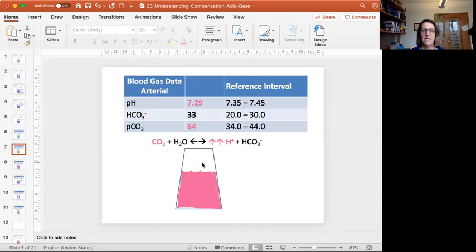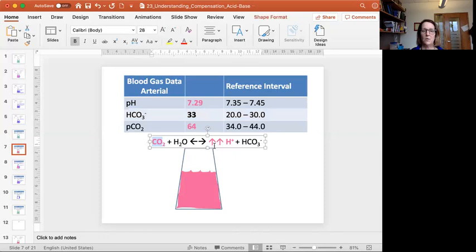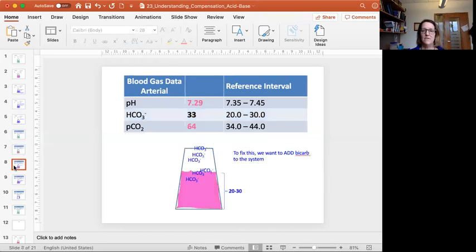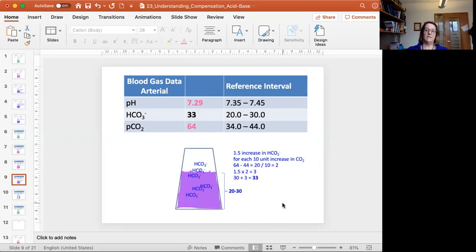So what has happened here? We've got too much CO2 in the system, which is driving the equation in the forward reaction and generating more acid, which is titrating out the bicarb, supposedly. But we've got more bicarb. So we have to figure out, do we have compensation? My suspicion is that we do, but let's do the math and figure that. Like I say, we need to add bicarb to the system to fix it in order to figure out whether we have been trying to fix it adequately or inadequately.